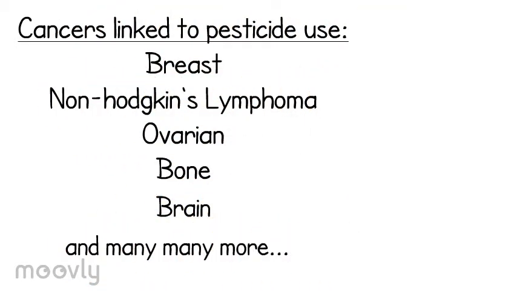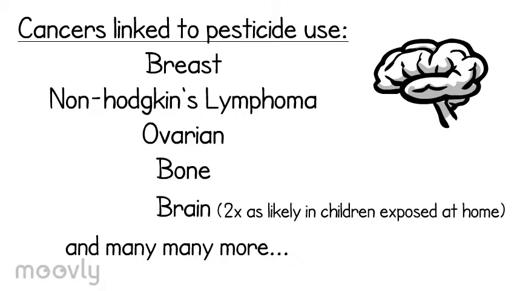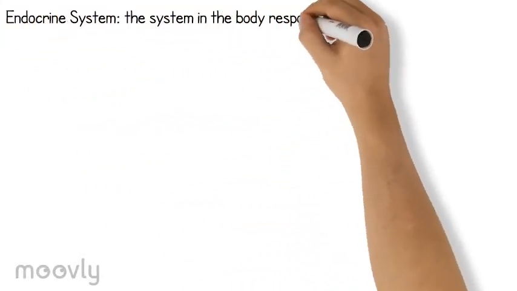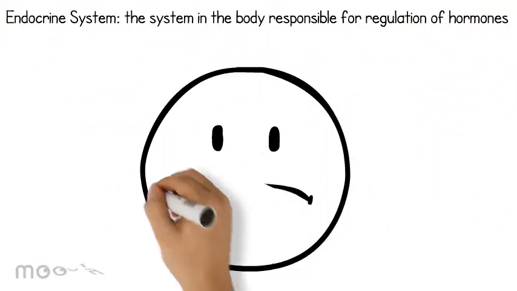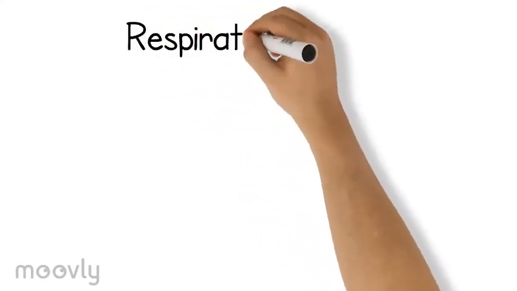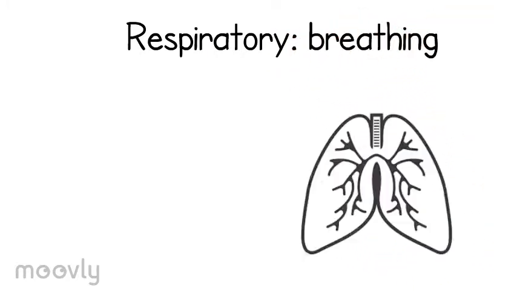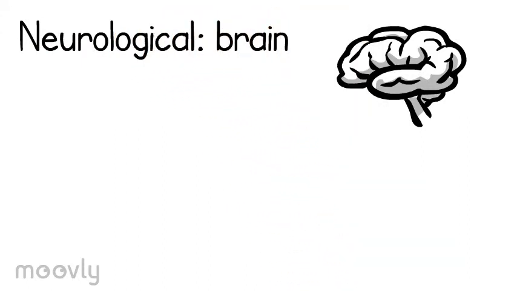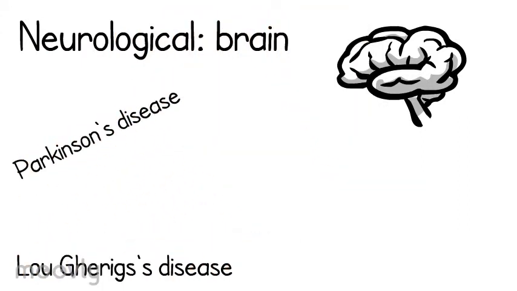Researchers conducted a study and found that children who live in a home where they're exposed to pesticides are 2 times as likely to develop brain cancer as opposed to those who live in a home where pesticides are not used. Pesticide exposure is also linked with endocrine system disruption. Disruption to the endocrine system leads to infertility and a number of different birth defects. Pesticides are also linked to respiratory illnesses, including asthma, along with neurological disorders, including Parkinson's, Lou Gehrig's disease, and learning disabilities.